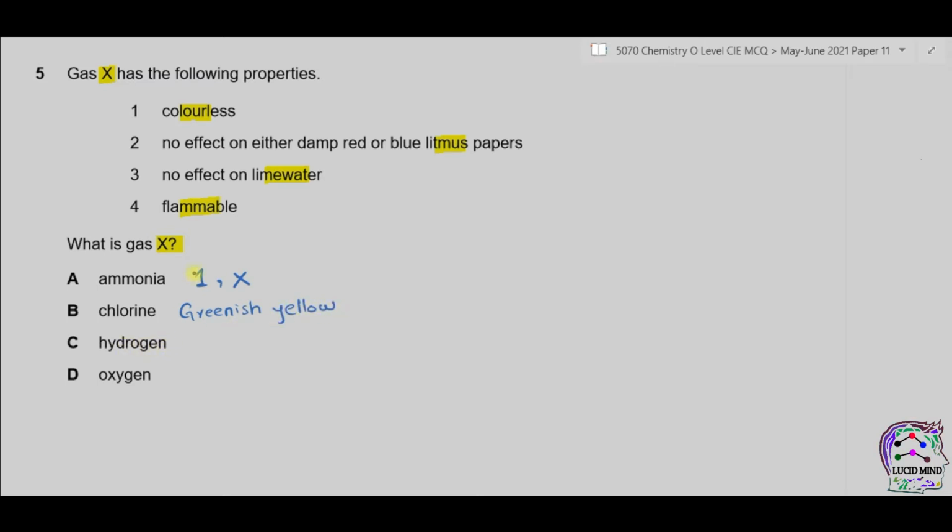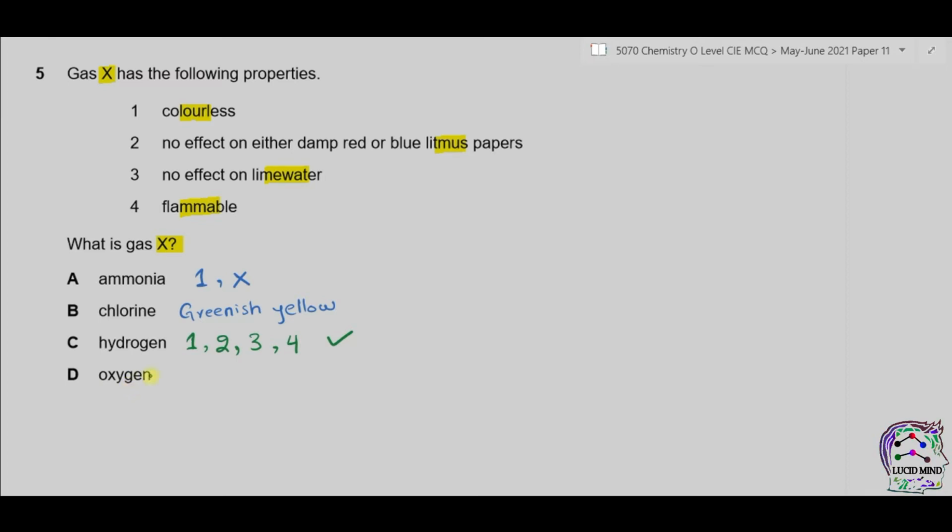Part C is hydrogen. Hydrogen is a colorless gas. So part 1 is true for hydrogen. It has no effect on red or blue litmus paper because it is a neutral gas. So part 2 is also correct. Third is that it has no effect on lime water. This is also true for hydrogen. Fourth is that it is a highly flammable gas. So all 4 options are correct for hydrogen.